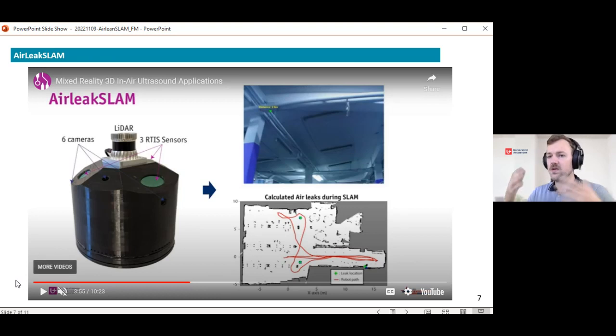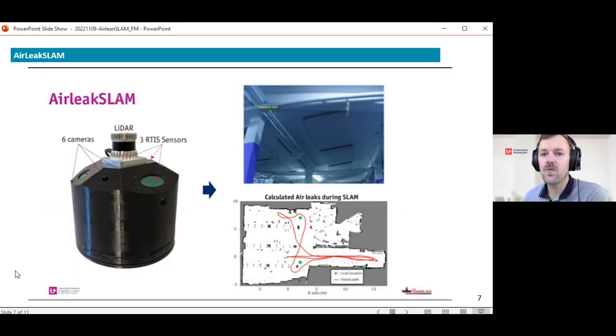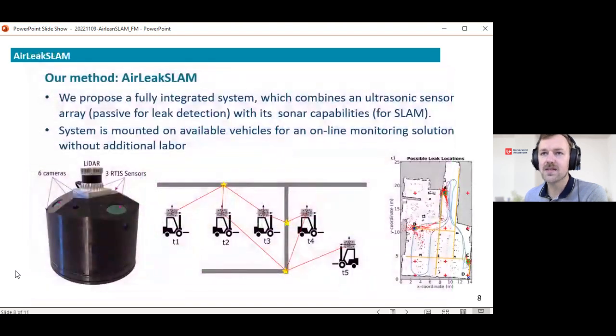So knowing this, we have validated our case. We come to air leak SLAM because while these systems work, the ultrasonic camera systems to detect those leaks work nicely, but they still require the operator to move around. And then we were thinking, is there another way to automate this process?